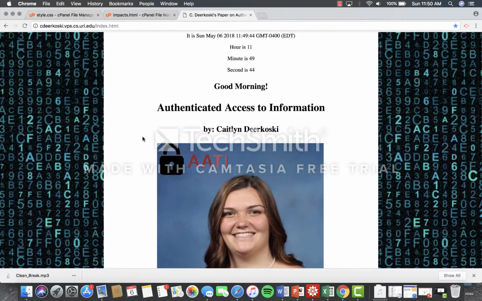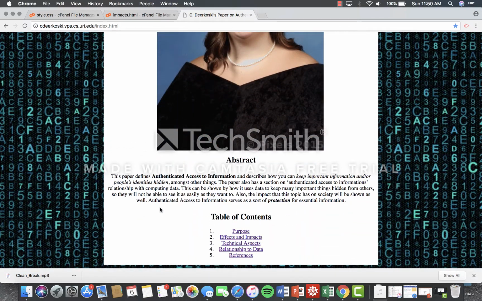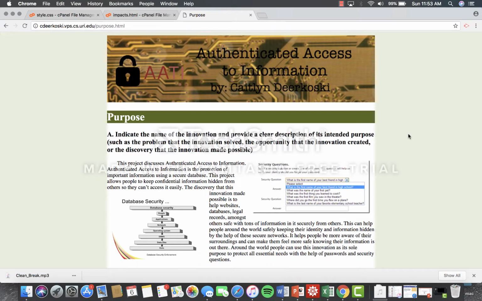So this is the index page, and it just shows you an overall definition of authenticated access to information and the different pages that I will be telling you about. This is the purpose page, and for letter A, I will indicate the name of the innovation and provide a clear description of its intended purpose. So on this page, it shows the purpose of authenticated access to information.